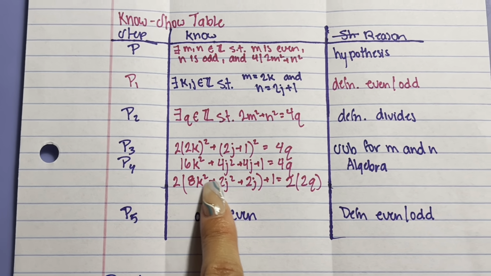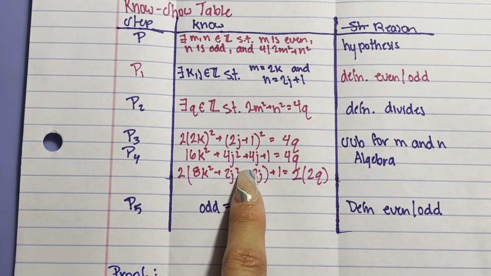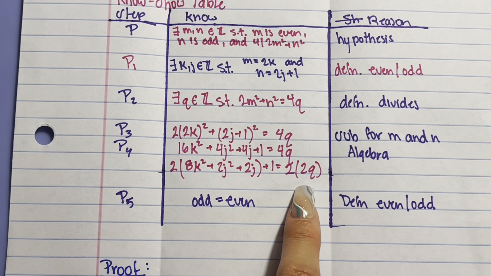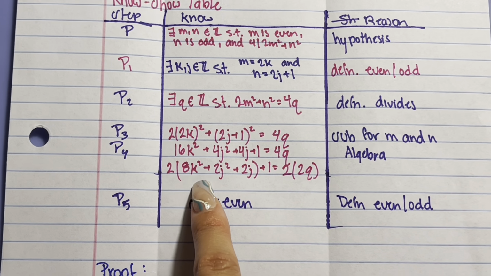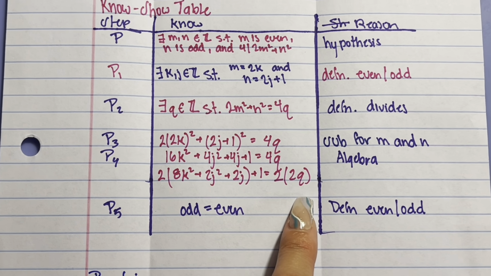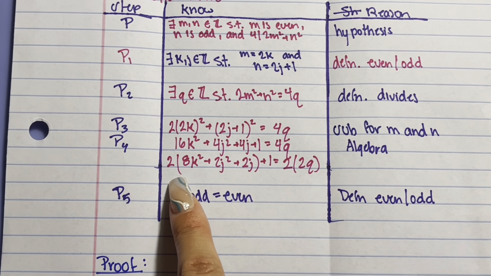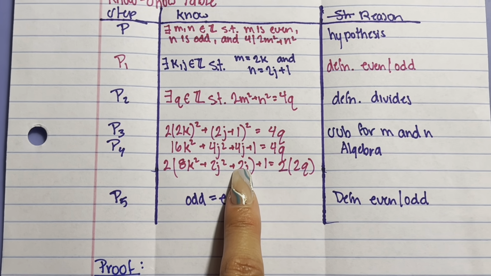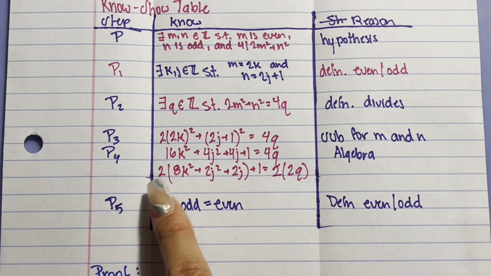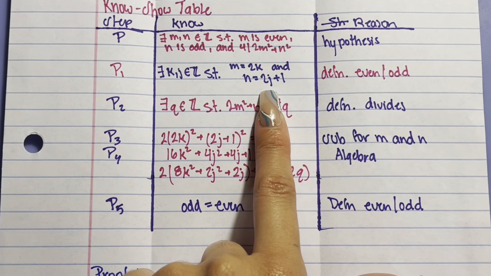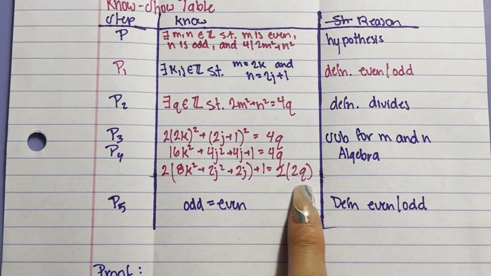From there, we're just solving for the left-hand side, so we get 16k squared plus 4j squared plus 4j plus 1 equals 4q. Then if we divide out a 2, we get 2 times 8k squared plus 2j squared plus 2j plus 1 equals 2 times 2q. If you substitute all of this right here for a j, it's the same thing as 2j plus 1, which is right here. And that's the equation for odd. And then over here, it's 2 times 2q.